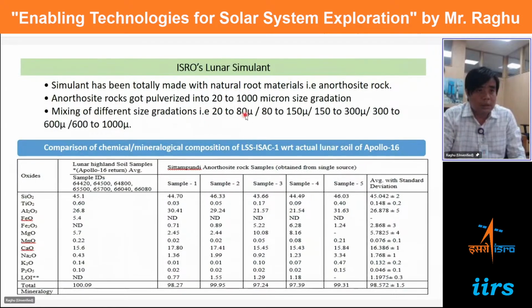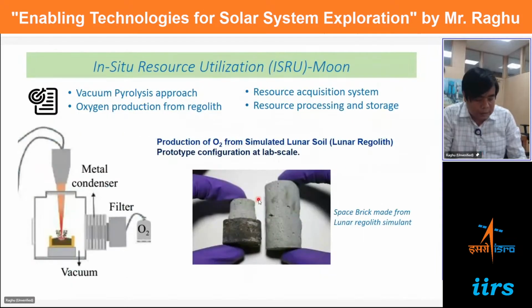We have a lunar simulant which was tested for the Chandrayaan missions. This simulant is very close to the Apollo 16 simulant, and it is available in Tamil Nadu, in Salem. This is a patented item by ISRO, very similar, and from that you can do the in-situ resource utilization.